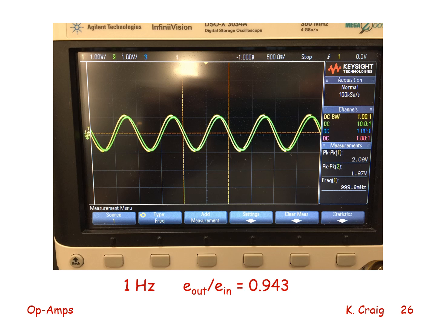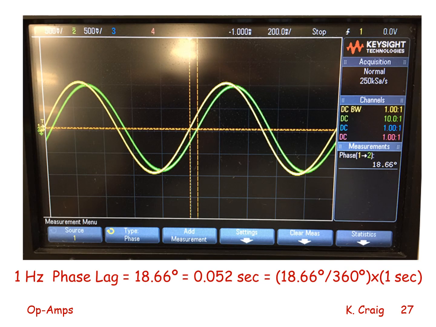I see that at 1 hertz, if I input a 1 hertz signal, I see on the oscilloscope that the ratio of the output to the input is 0.943. My design goal was to have that ratio be equal to 0.95. At 1 hertz, the phase lag is 18.66 degrees, which translates into a time delay of 0.052 seconds. So implementing a filter does have this drawback.